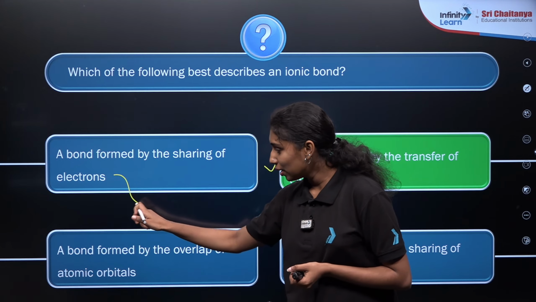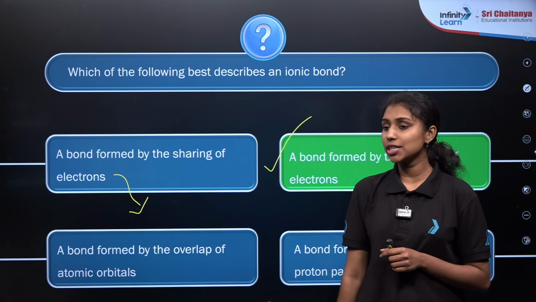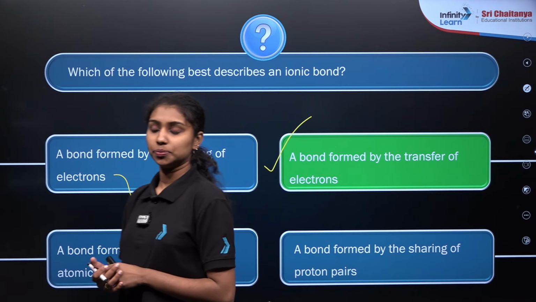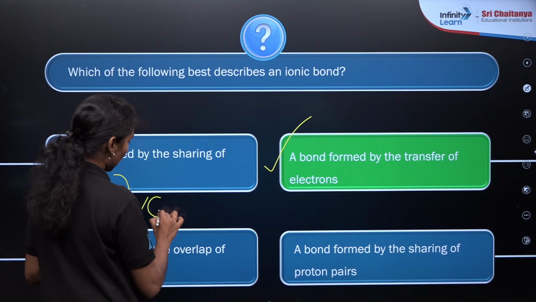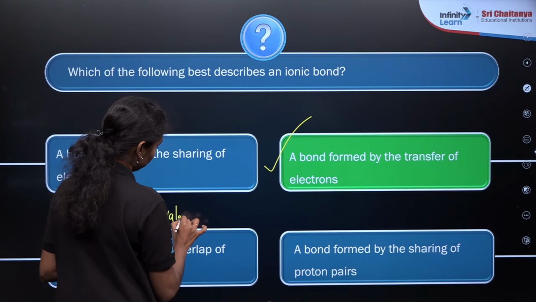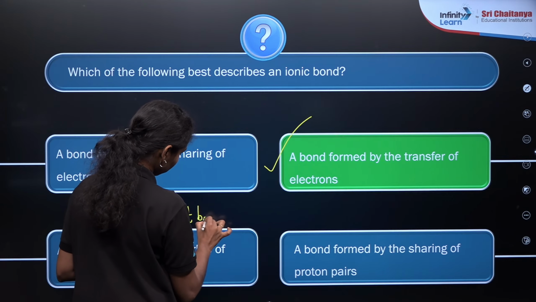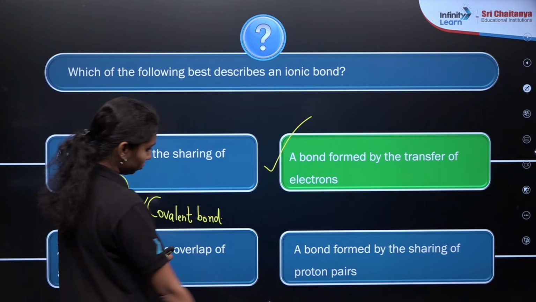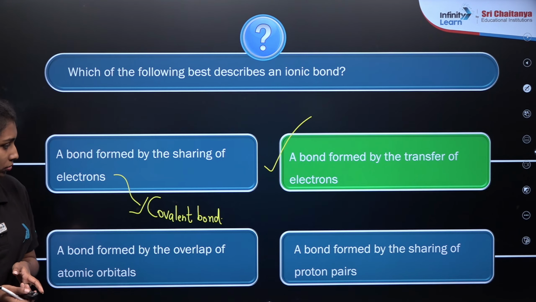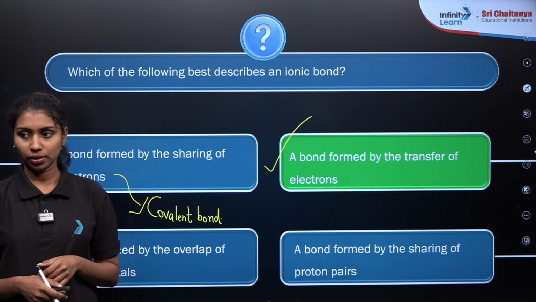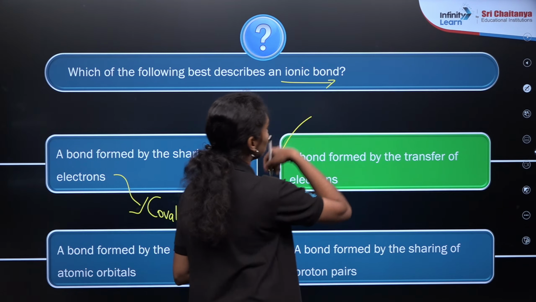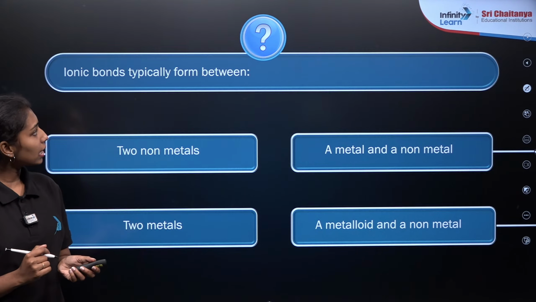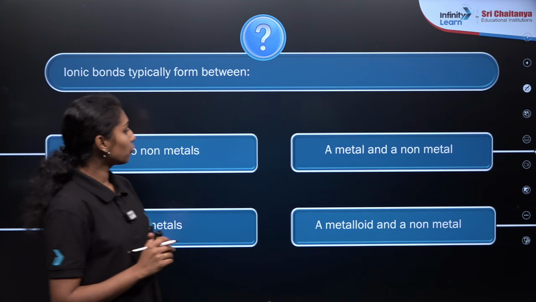Durgeshwar, what about this bond? Option A, bond formed by the sharing of electrons. It is our covalent bond, right? We have discussed in the last class, yesterday's class. Clear? Yes. So here the question is asking about the ionic bond. So option B will be the correct answer. Now we are moving to the next question. Ionic bonds typically form between.